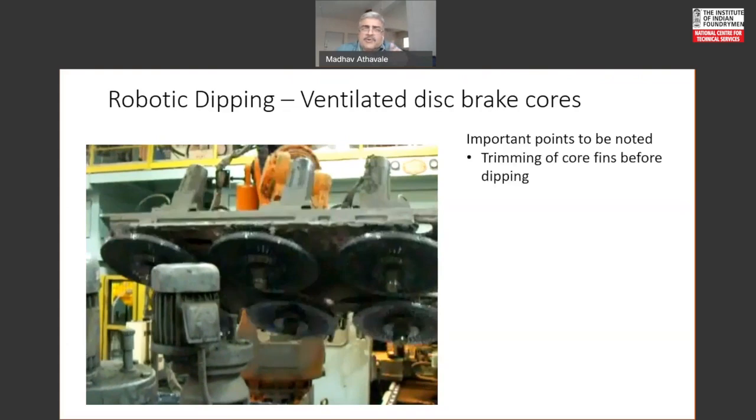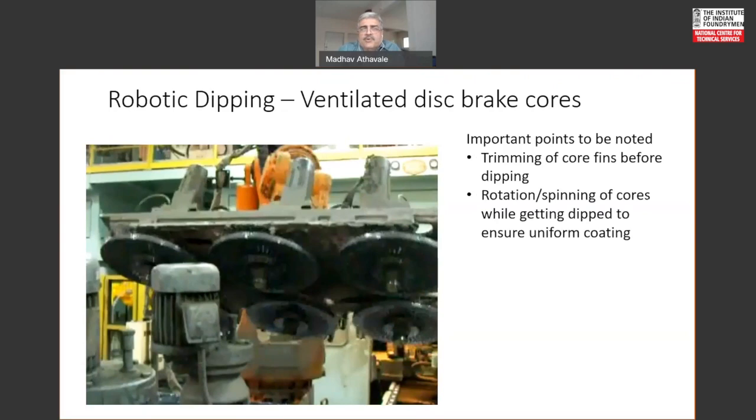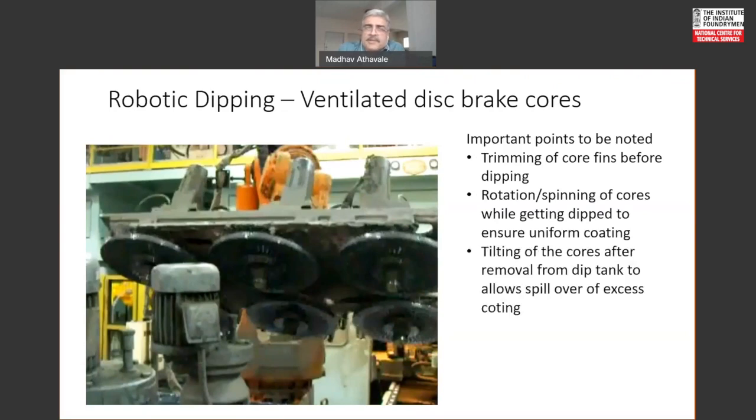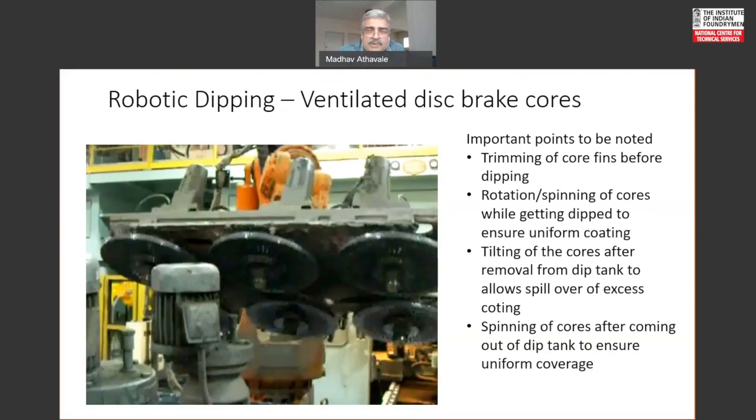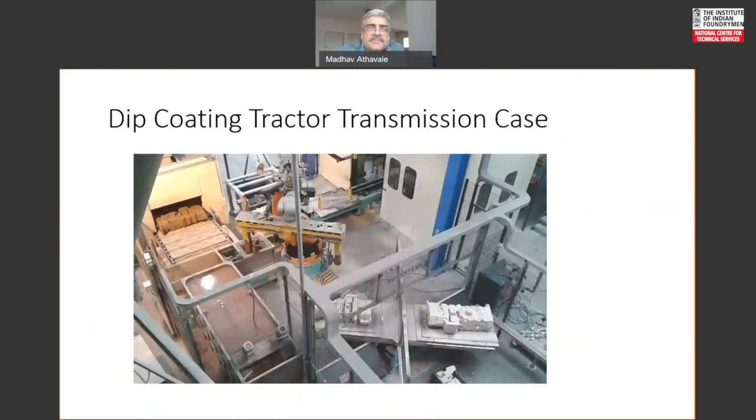So trimming of the cores, rotation and spinning of the cores while getting dipped, tilting of the cores after removal from the tank, as well as spinning once again. So that is what is required to ensure that there is a uniform coverage.